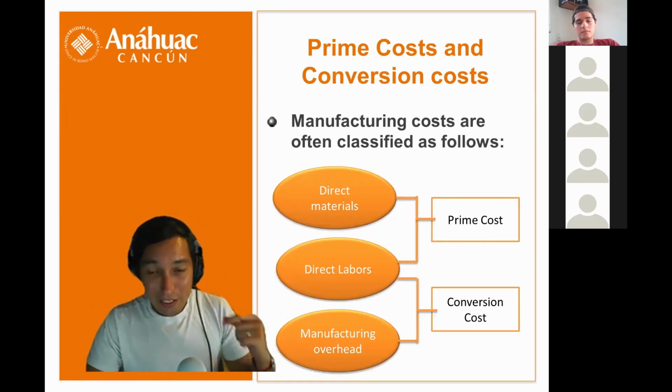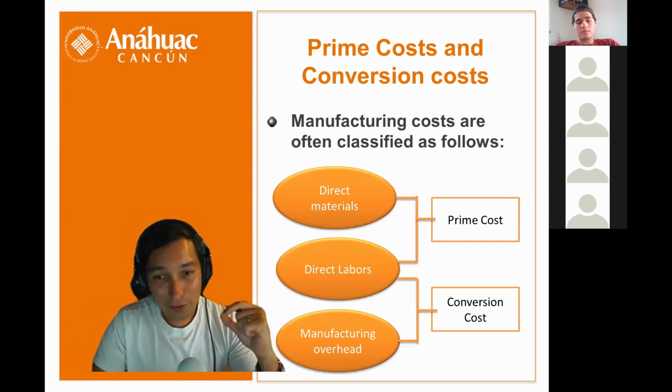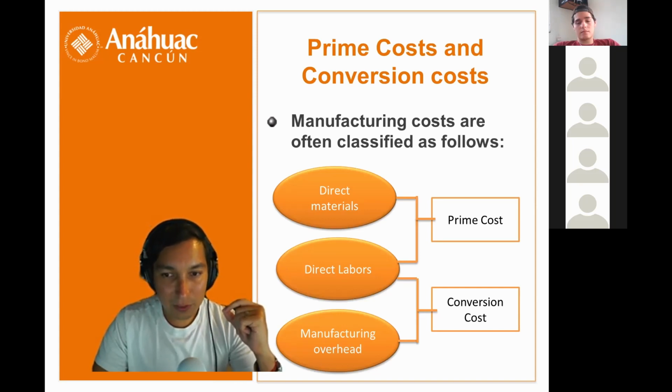So next we have prime cost and conversion cost. And these are important terms for you to learn. It's essentially grouping together our three manufacturing costs. So if we take direct materials plus direct labor, that equals our prime cost. And I think of those, the two direct, as our prime input. So direct material and direct labor is our prime cost.